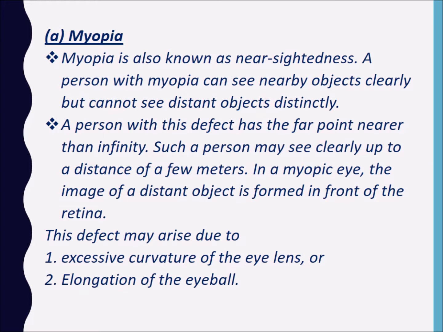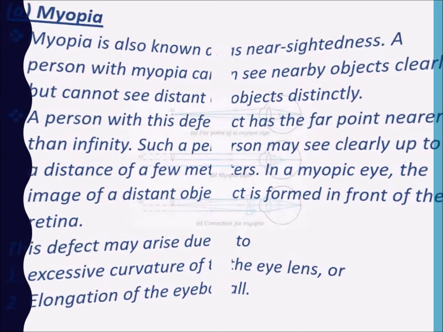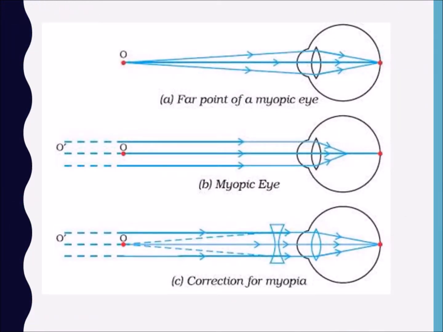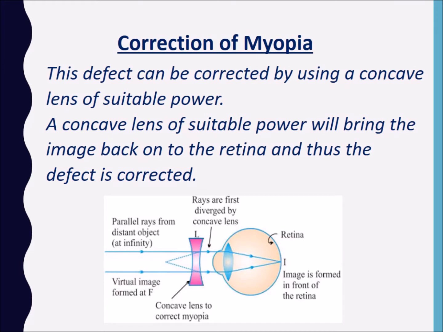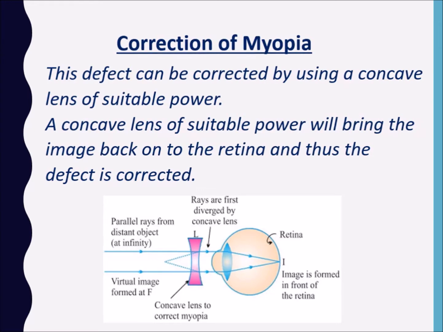In a myopic eye, the image of a distant object is formed in front of the retina. This defect may arise due to 1. Excessive curvature of the eye lens, or 2. Elongation of the eyeball. Correction of myopia. This defect can be corrected by using a concave lens of suitable power. A concave lens of suitable power will bring the image back onto the retina and thus the defect is corrected.